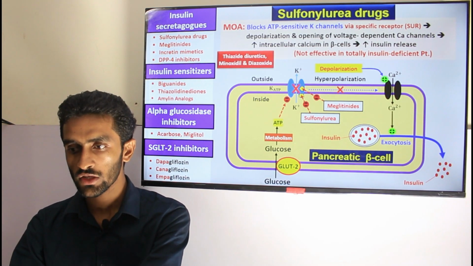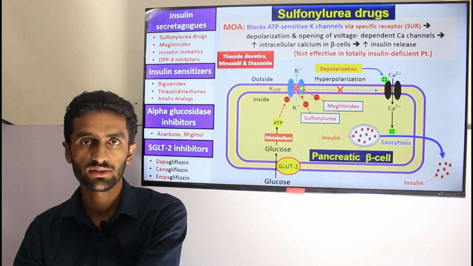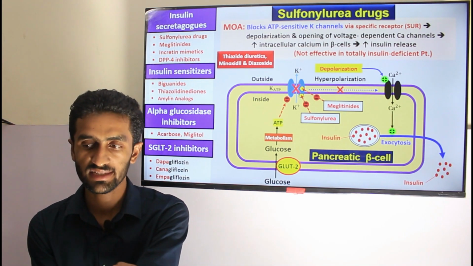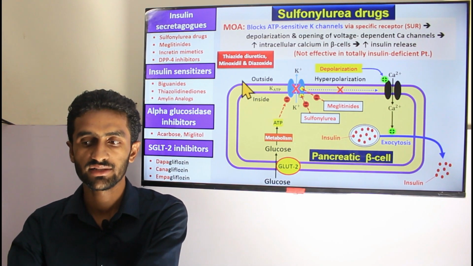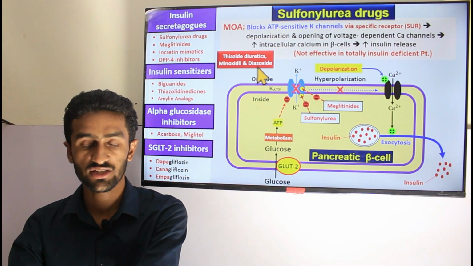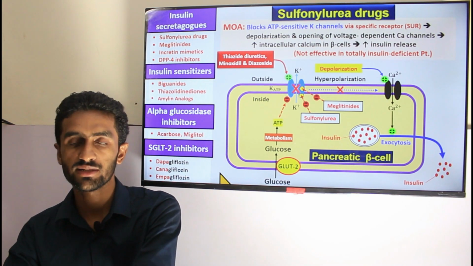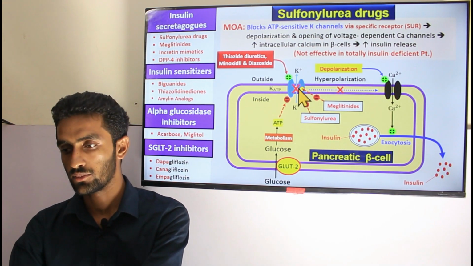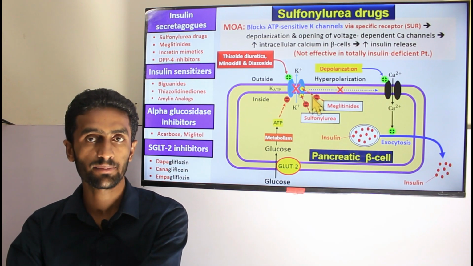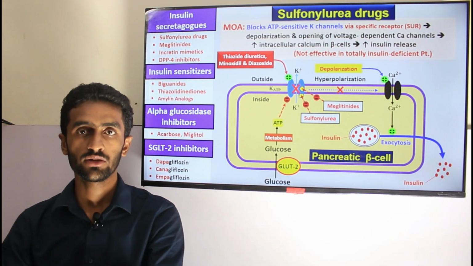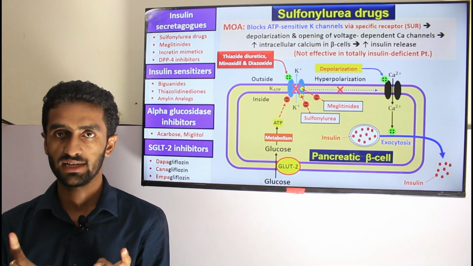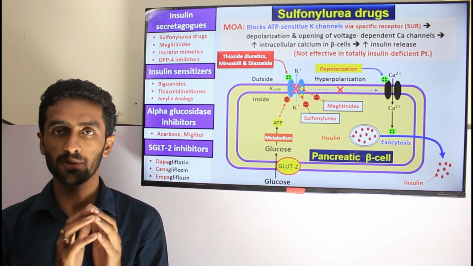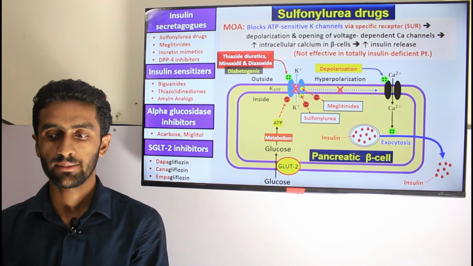Okay. So here are some concepts you can recall from your hypertensive drugs. The thiazide diuretics and minoxidil or diazoxide actually do what? They actually stimulate this potassium channel, so they cause hyperpolarization. Hyperpolarization means no calcium intake, no insulin release. So that means they cause what? Hyperglycemia. So we call them diabetogenic.